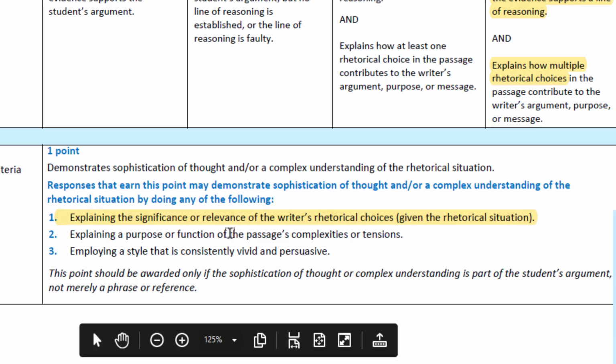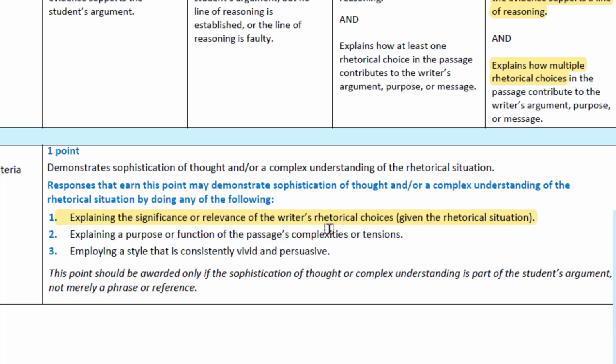And then explaining the function of the passage's complexity and tensions. So what are some of the tensions within the passage? Can you explain those? Can you show how the author is conflicted? Can you show how the author has two ideas that don't quite work well together, and how that produces some of the tension in the passage?